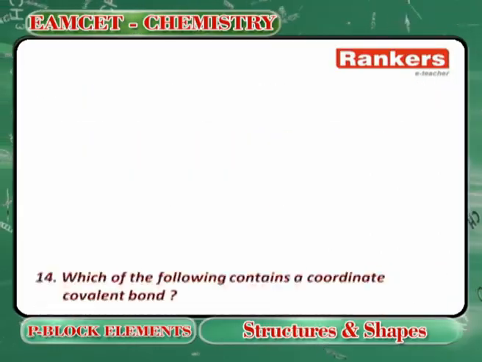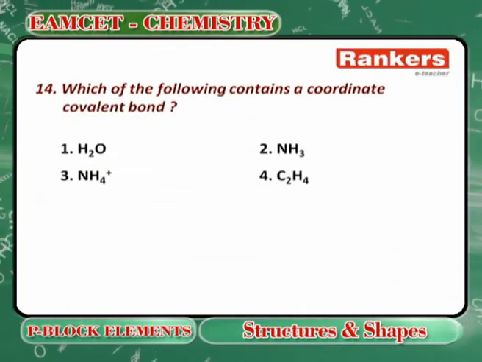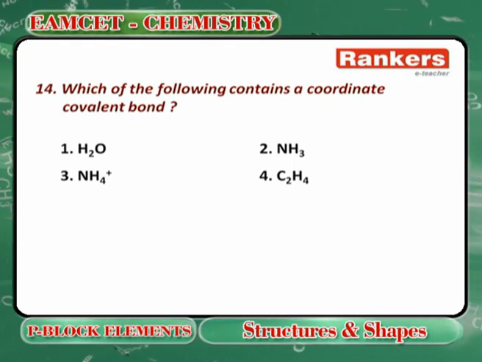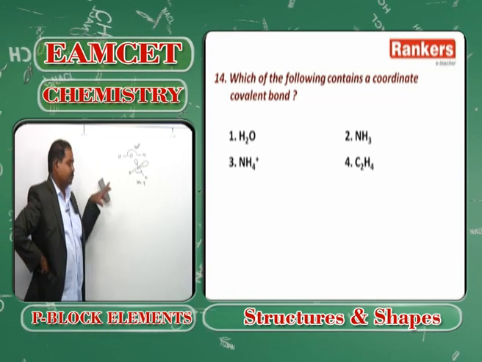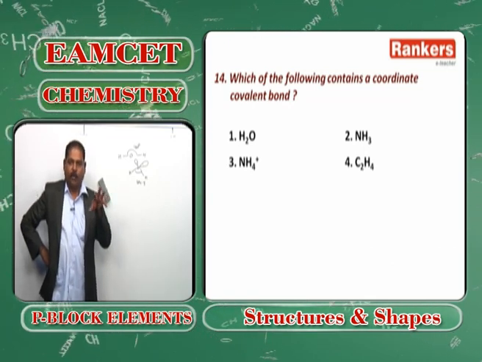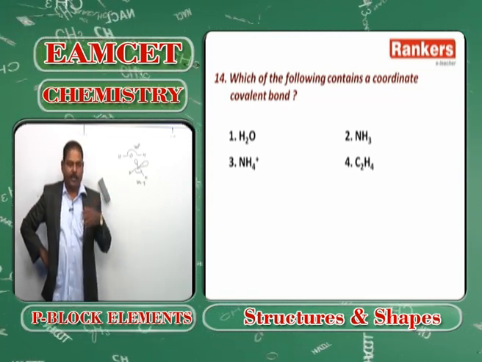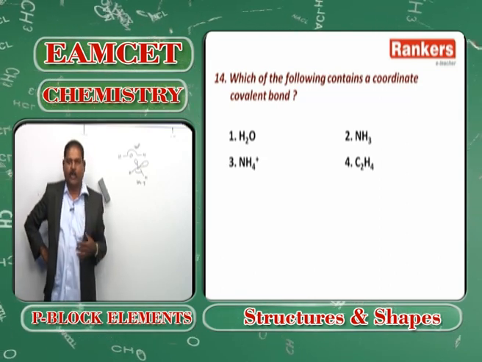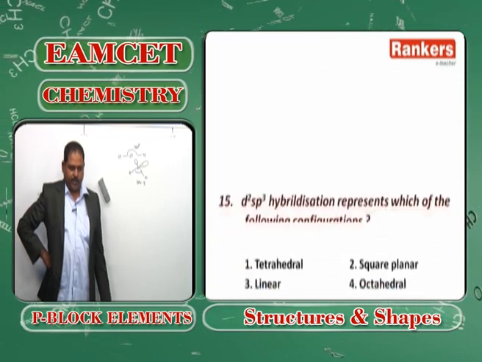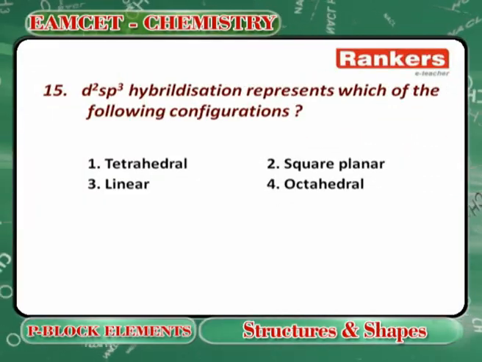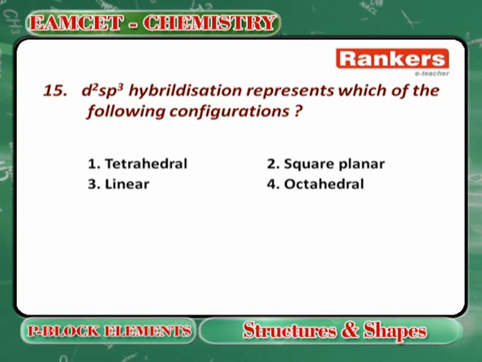Next question. Which of the following contains a coordinate covalent bond? If you have a plus or a minus, you should first smell a coordinate covalent bond. Here we have one clear-cut case, NH4 plus, that is the answer. Answer 3. Next, d2sp3 represents which of the following?